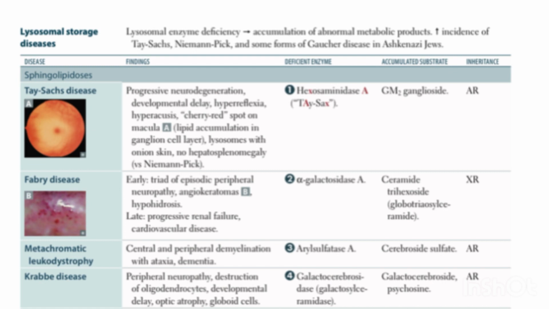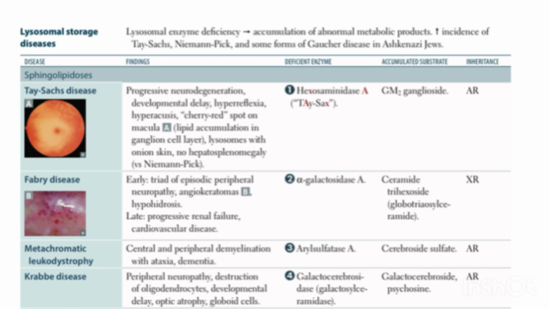Next, Fabry's disease. The image shown here is of angiokeratomas. Enzyme deficient is alpha galactosidase A. Accumulated substance is ceramide trihexoside. Early features are triad of episodic peripheral neuropathy, angiokeratomas, hypohidrosis. Late features are progressive renal failure and cardiovascular disease. It is X-linked recessive.